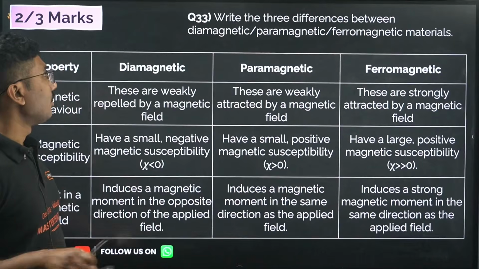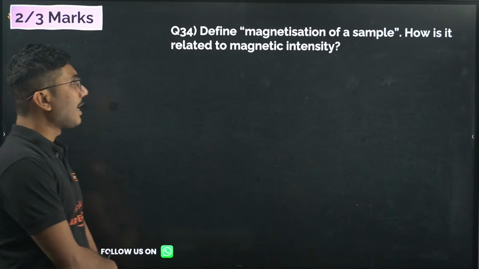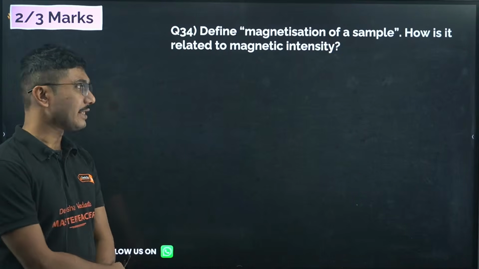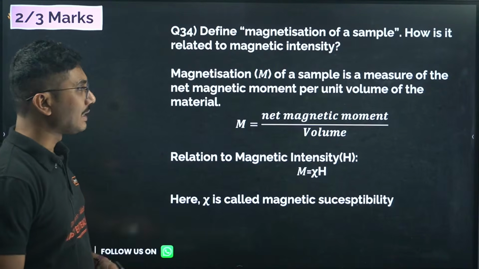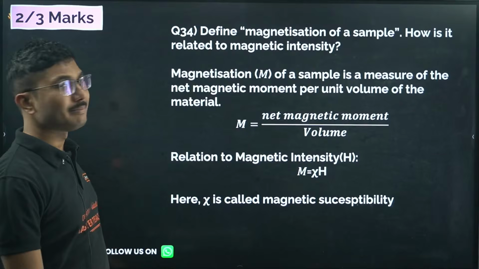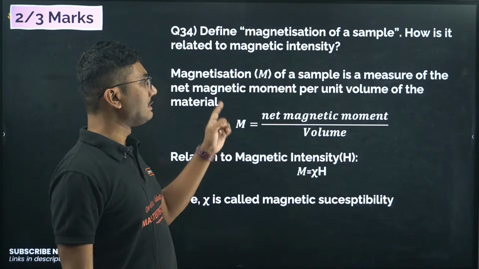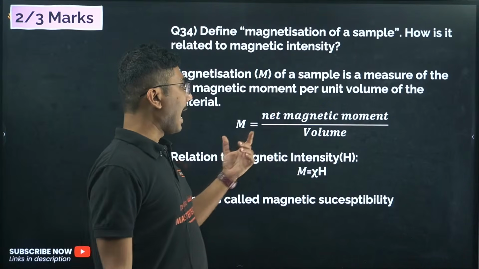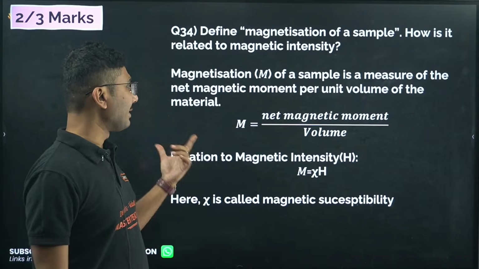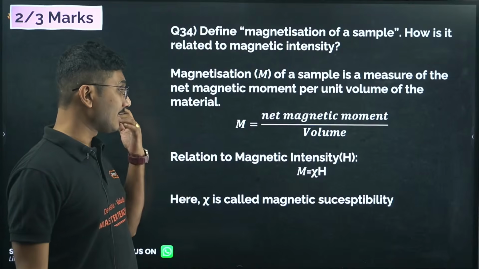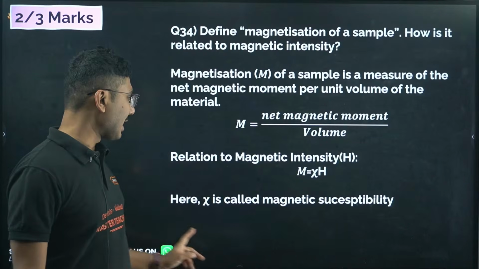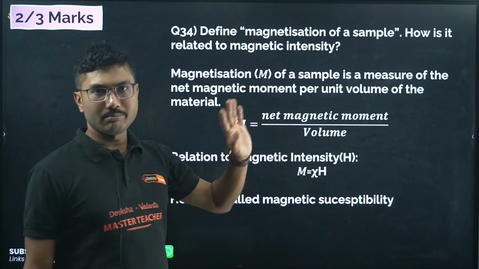Next, define magnetization of a sample and how it is related to magnetic intensity. Magnetization of a sample is a measure of the net magnetic moment per unit volume of the material. M is the net magnetic moment divided by volume. In relation to magnetic intensity H, M equals chi H, where chi is called magnetic susceptibility.